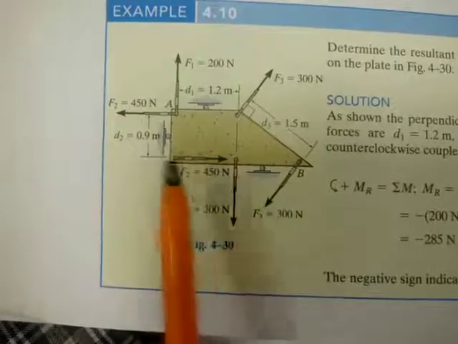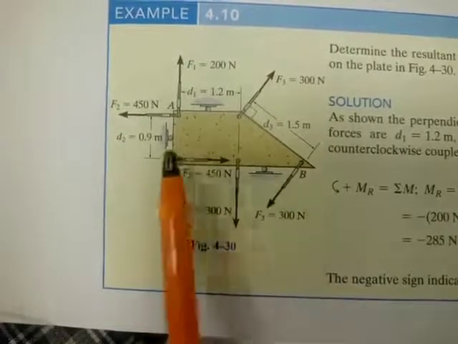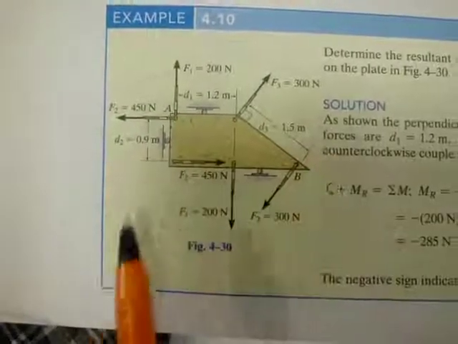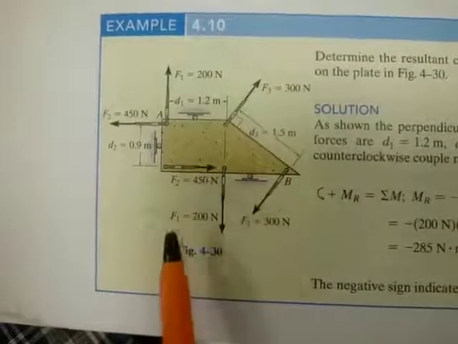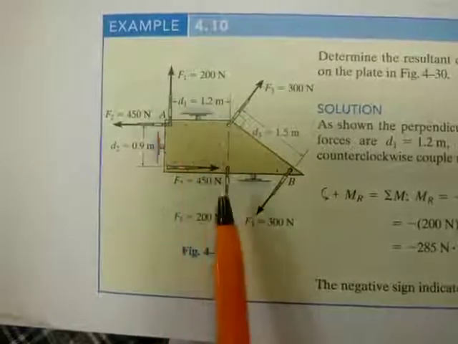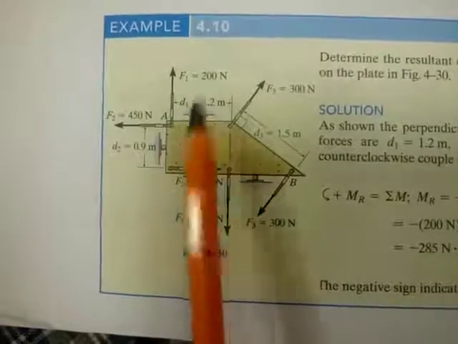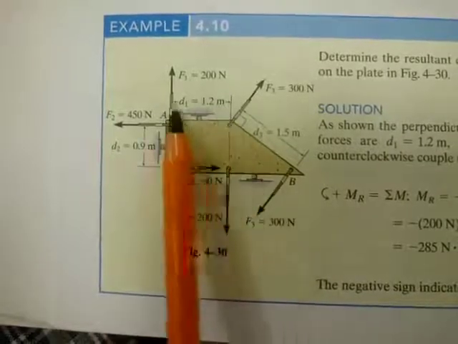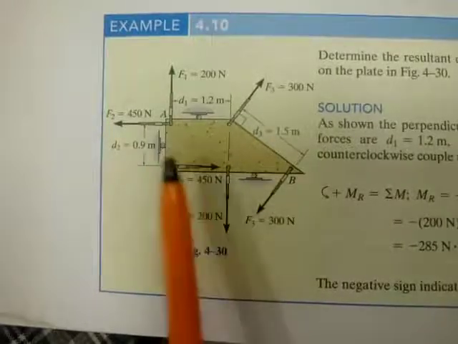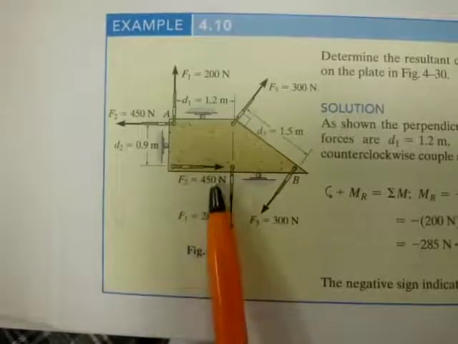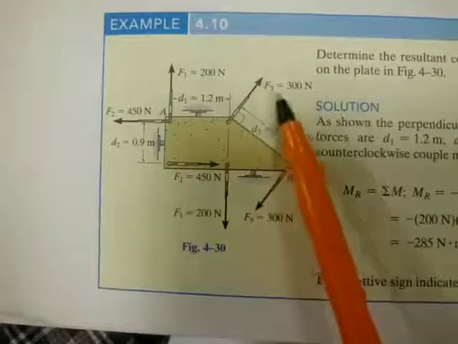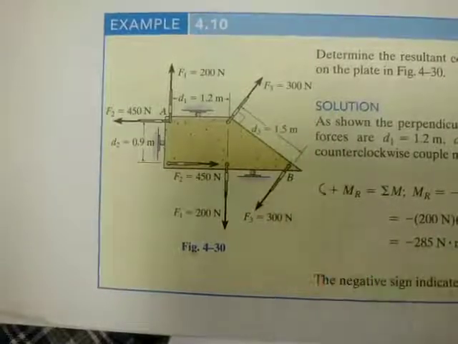You can see it's resting against the wall at these two points, and we've got a bunch of forces. But if you look carefully, you'll see we've got an F1 and an F1. These two forces form a couple, 200, 200, separated by a perpendicular distance of 1.2. These two forces form a couple, 450, 450, with a perpendicular distance. And these two forces form a couple, 300, 300, and they also have a perpendicular distance.